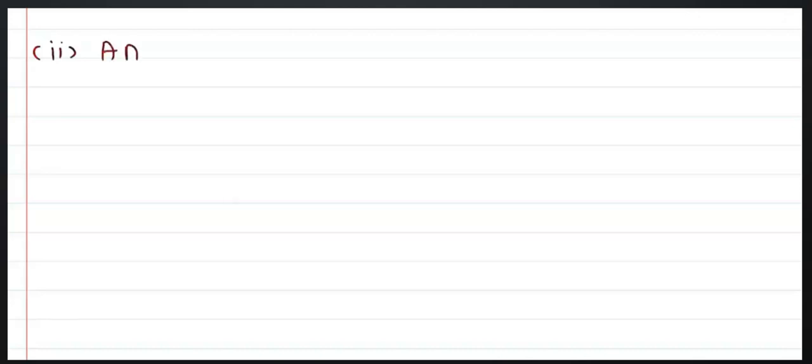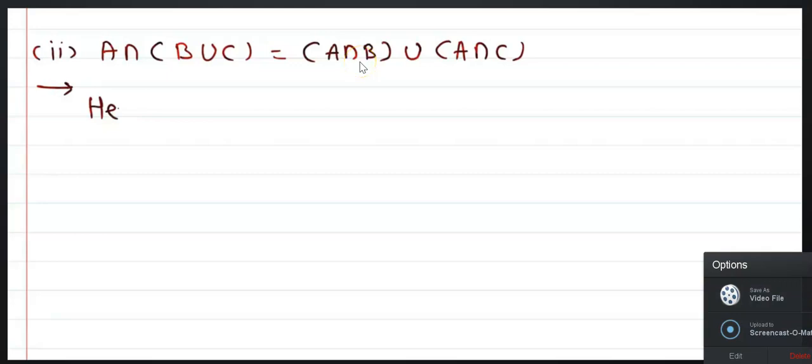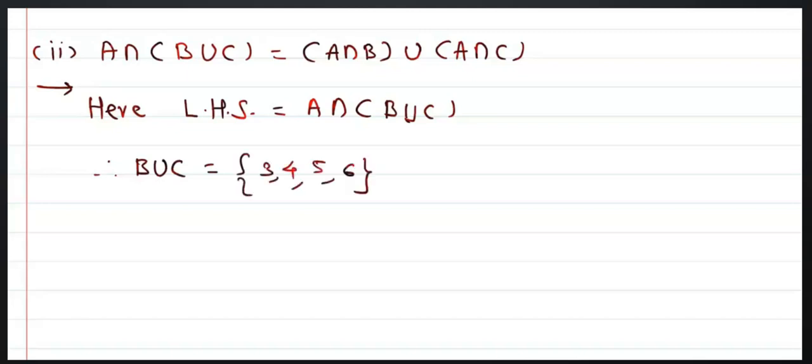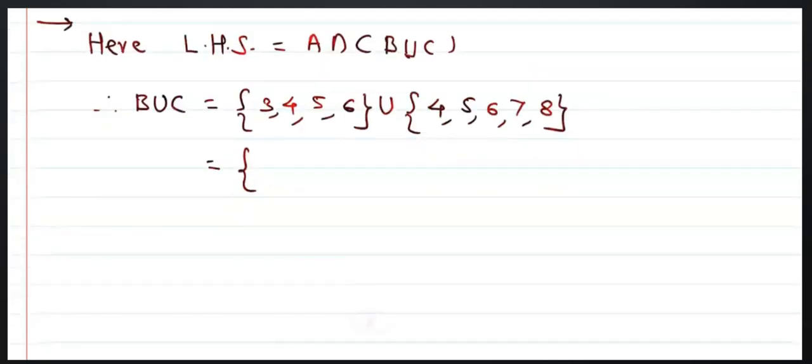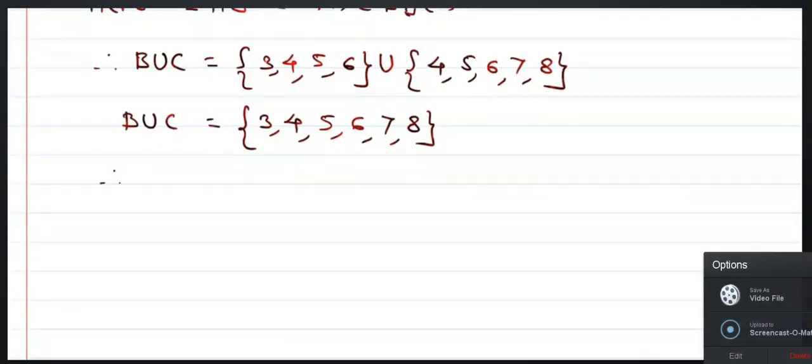Now next is second. A intersection (B union C) is equal to (A intersection B) union (A intersection C). Now again here we consider the LHS. First we will find out B union C, that is {3, 4, 5, 6} and {4, 5, 6, 7, 8} and their union. This is {3, 4, 5, 6, 7, 8}.